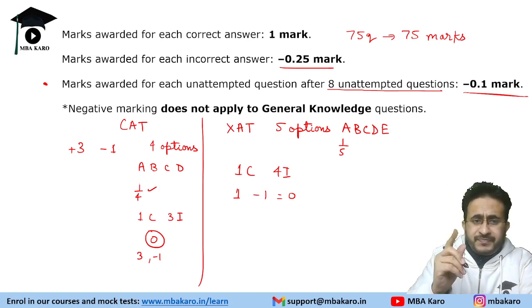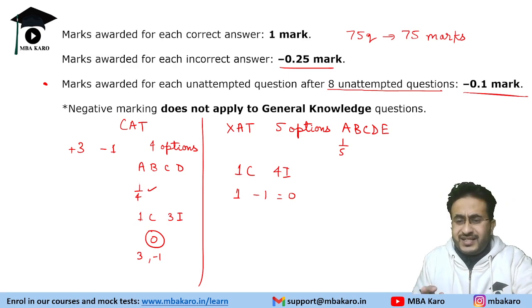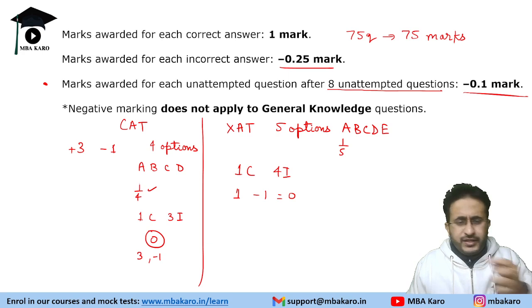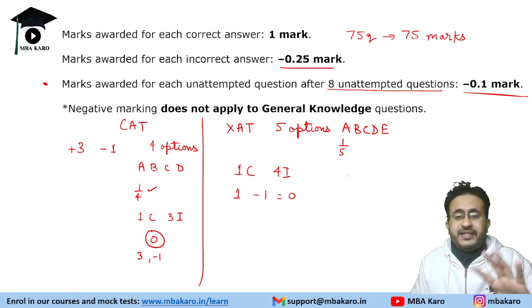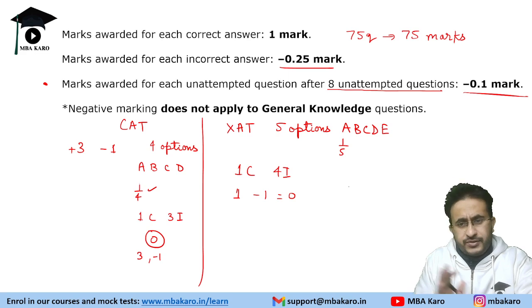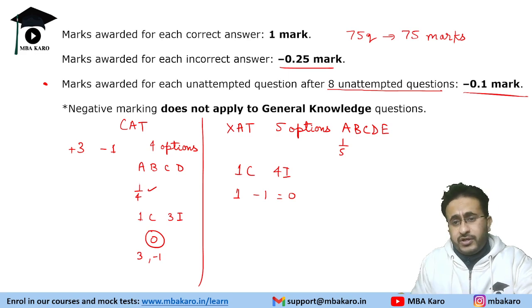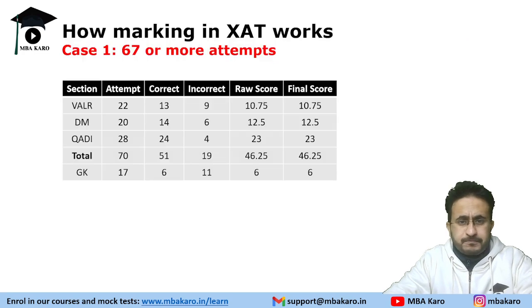Another thing to notice is that there is no negative marking in the general knowledge section, and it is not counted in your final score as well. The percentile is not counted using GK. You will get a percentile for GK, but the overall percentile in XAT that you get is because of the other 3 sections. So this is an important thing to note.